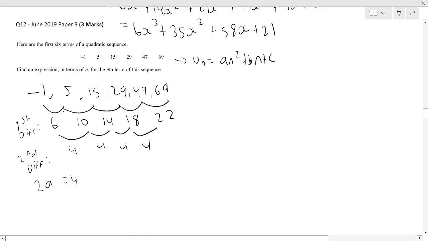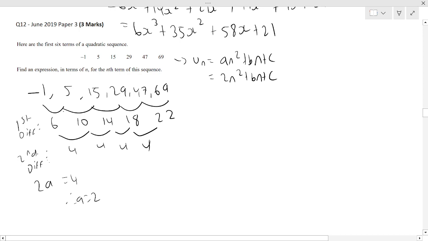You can think of it, if it helps, as the second difference, so it's going to be 2 lots of a. You can think of it however you want, but I think maybe that's the best way of thinking about it. The second difference, so it's going to be 2 lots of a. Therefore, a is going to be 2 if you divide by 4. So therefore, we found part of our sequence, which is 2n squared plus bn plus c.